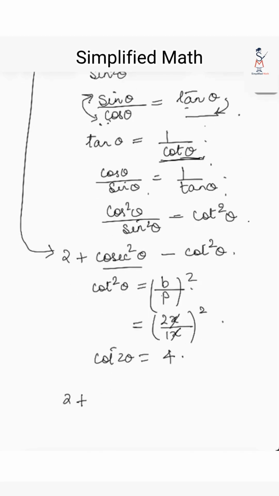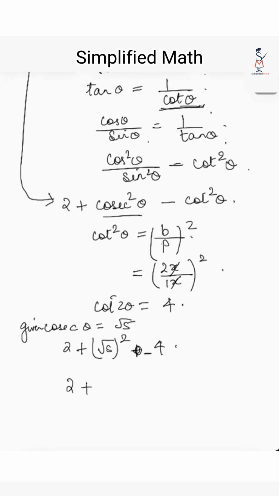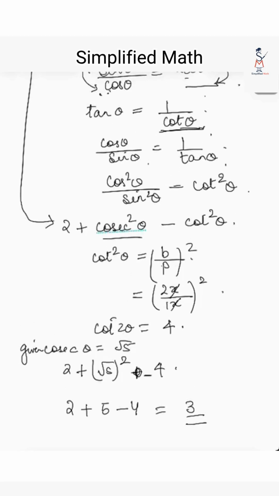So 2 plus cosec square theta was given in the sum. Cosec square theta will be 5 because cosec theta was root 5. It is given. So cosec square theta is root 5 squared, and minus cot square theta, which is 4. Right? Sorry, it's minus cot square theta. So this will be 2 plus 5 minus 4. Right? So this will turn out to be 3. This is how we will do this sum.